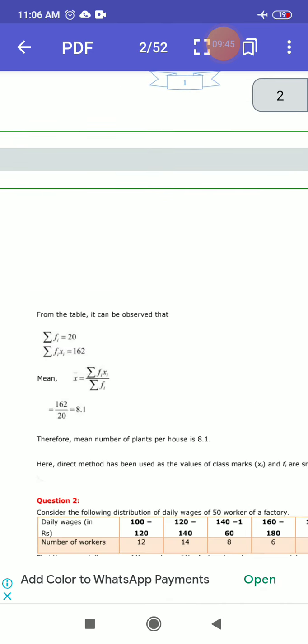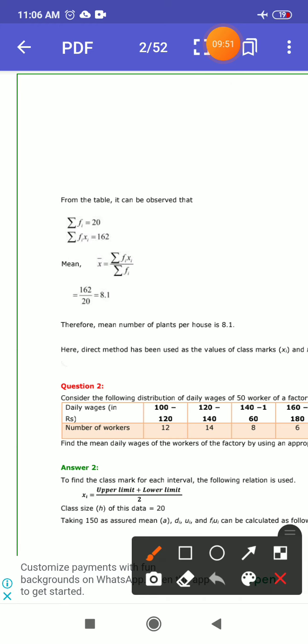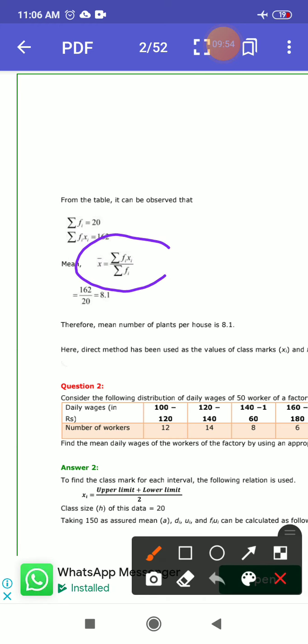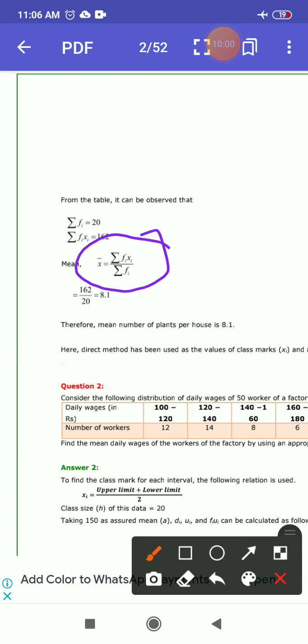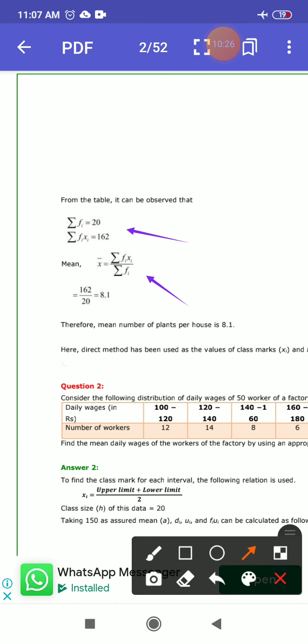So here you have to know the formula of summation fi xi. This is the formula of the mean. Here you have to find the mean. The mean, x bar, is equal to summation fi xi upon summation fi. Then put the values of the summations here, put all these values in the formula, and then calculate.